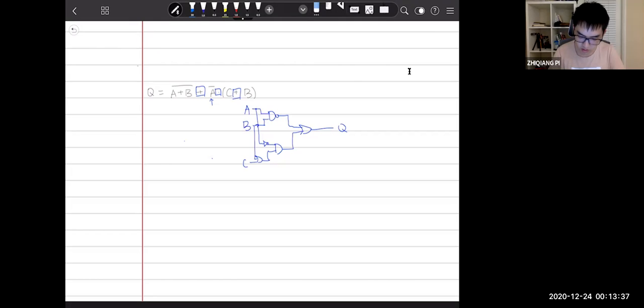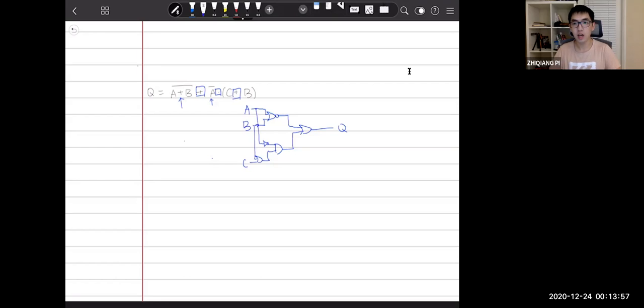I made a mistake right here. Some of you might have noticed, but this is supposed to be a NOR gate, not a NAND gate, since we're using an OR here, not an AND. Sorry, that was my mistake.